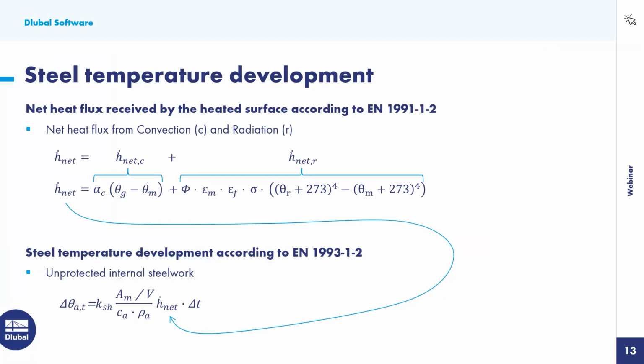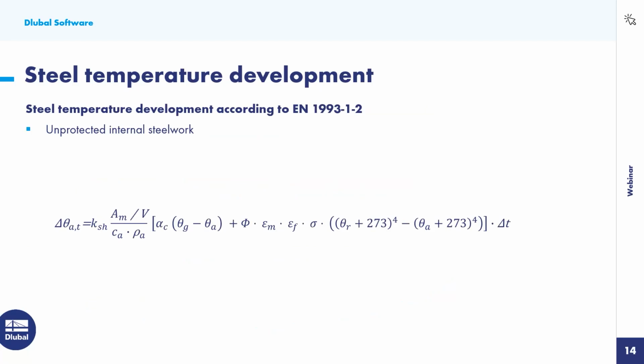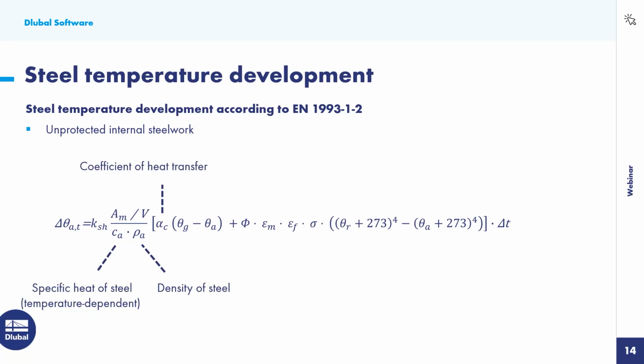I would like to come back to our formulas that describe the heat transfer from the ambient temperature into the structural element. So we've seen these before, and if we combine the two formulas, we get this quite long expression here. Most of the parameters represent physical constants that we as structural engineers cannot influence as much as we'd like to. There would be the specific heat of steel, the density of steel, the coefficient of heat transfer, the configuration factor, the emissivity of fire, and the Stefan-Boltzmann constant. Those we shouldn't touch at all.